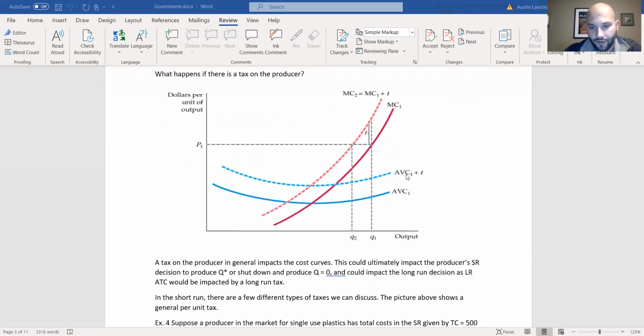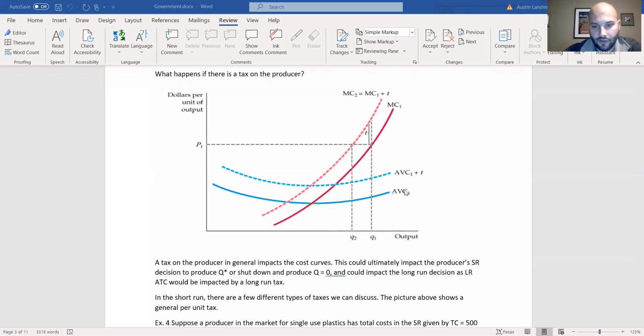Then we have this increase, this tax, which affects both marginal cost and average variable cost. All right, it'll affect average total cost too, but it's not on here. Would it affect fixed cost? No, because fixed cost doesn't depend on quantity. Okay, so you have a tax in the market, which changes the costs.